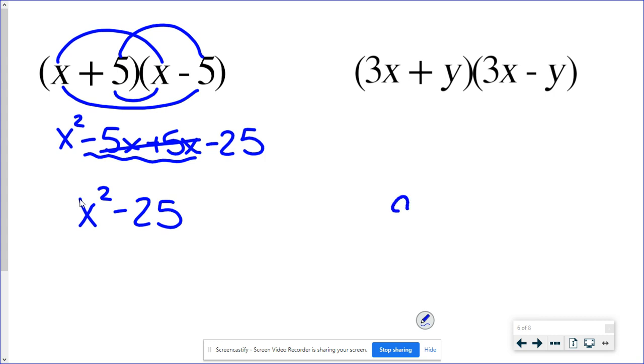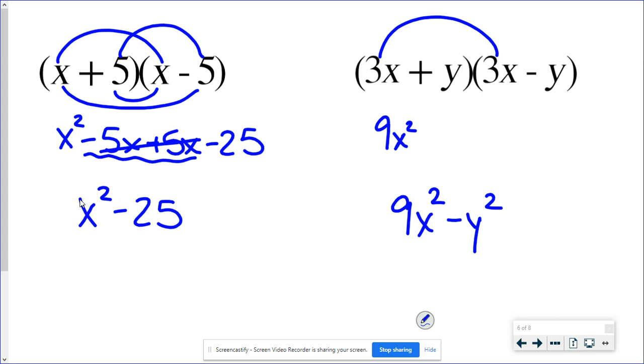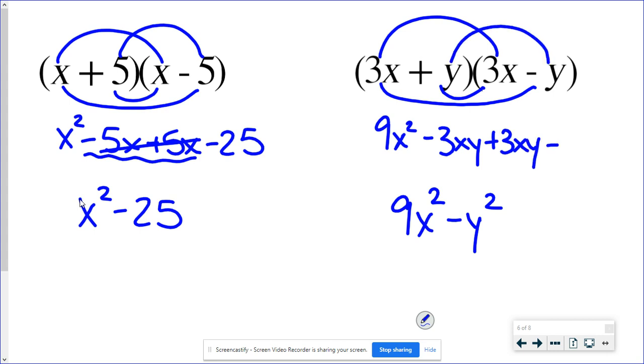Here, again, 9x squared minus y squared is going to be my answer. 9x squared, negative 3xy, positive 3xy, negative y squared. And again, these middle terms cancel out.